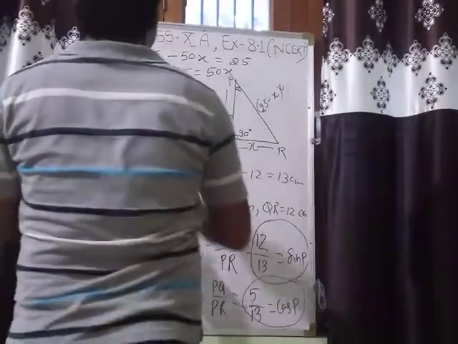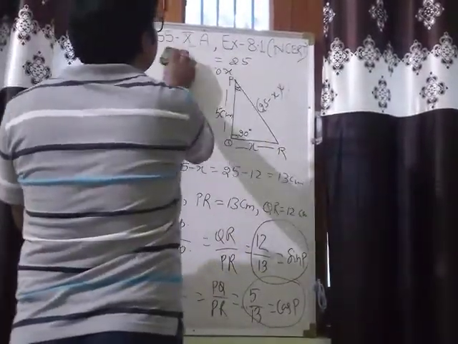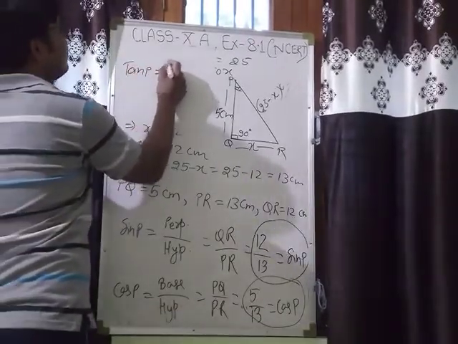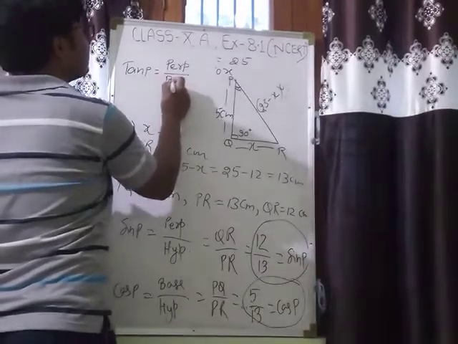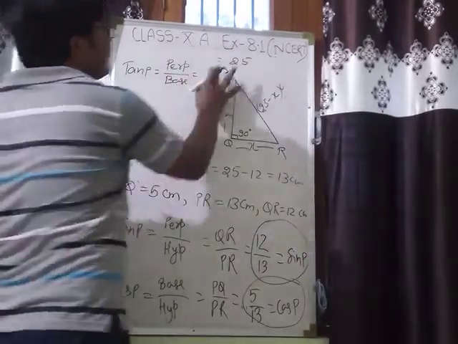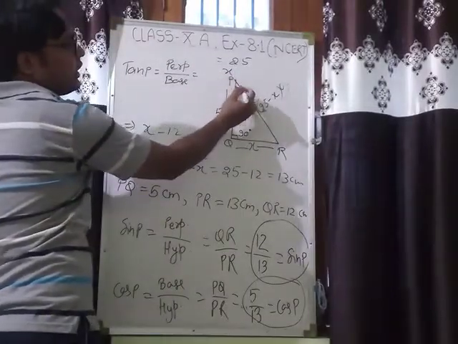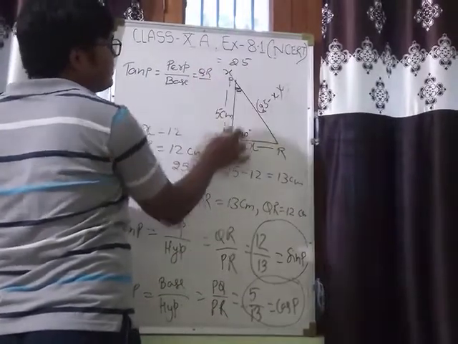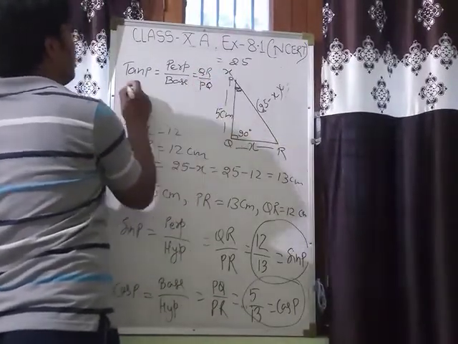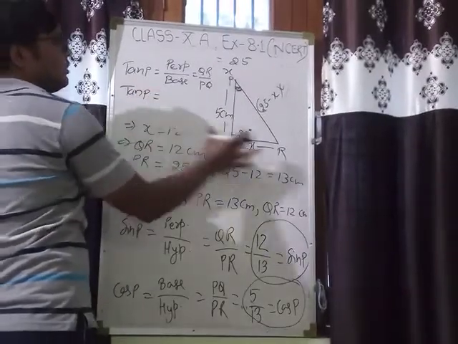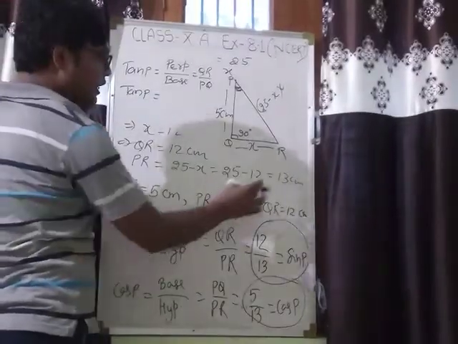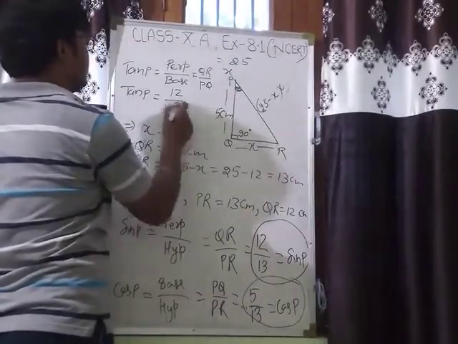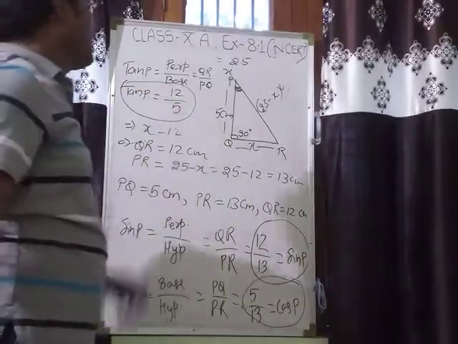And now I am going to find out the value of tan P. Tan P is perpendicular upon base. We are talking about angle P, so perpendicular is the side opposite to it, QR, upon base, the side adjacent, PQ. Clearly tan P is QR, 12 centimeter, upon PQ, 5 centimeter. So tan P is 12 upon 5.